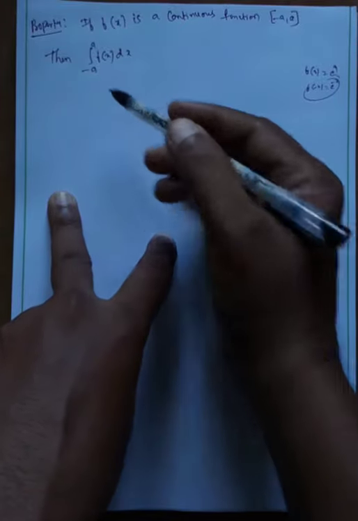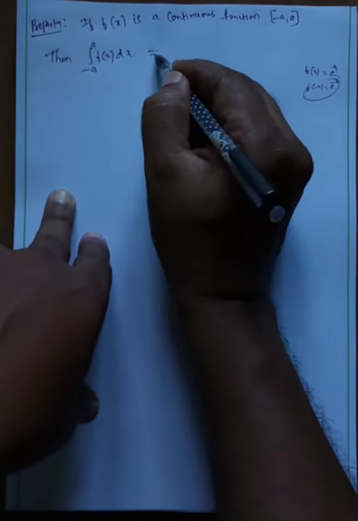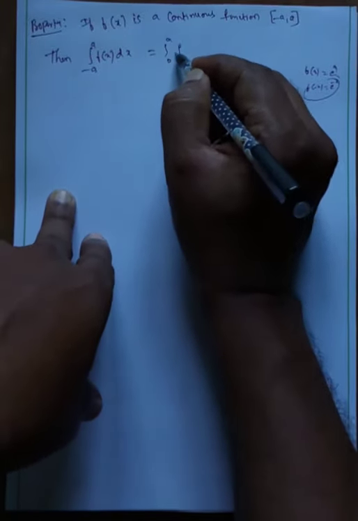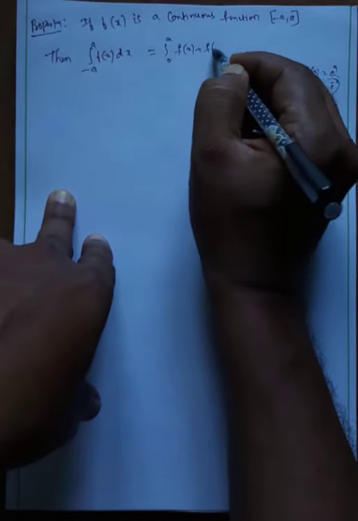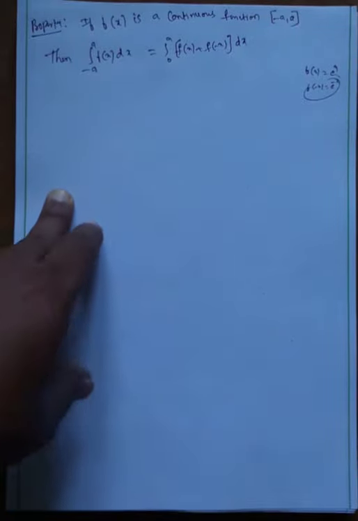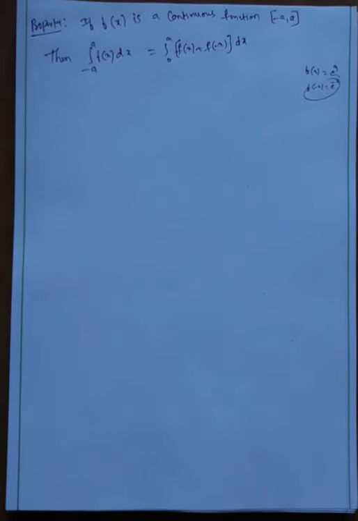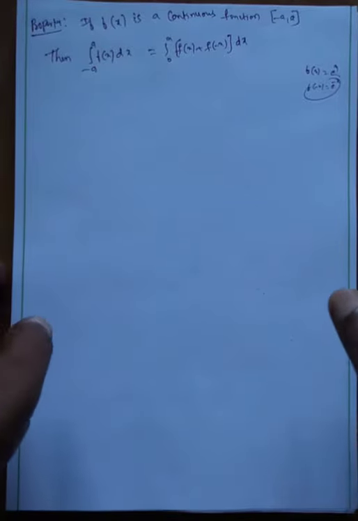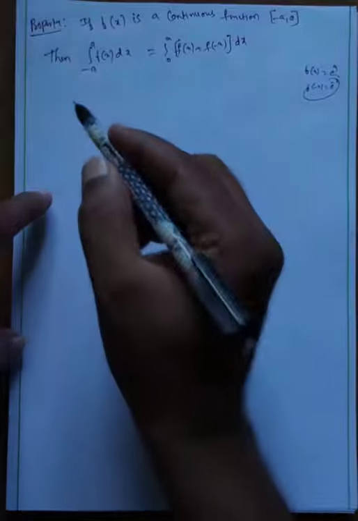That's why whenever the limits are minus a to a and such a function f of x is given, you write it this way: the integral from minus a to a of f of x dx is equal to the integral from 0 to a of f of x plus f of minus x dx, my dear students. Okay, now one important question is there.